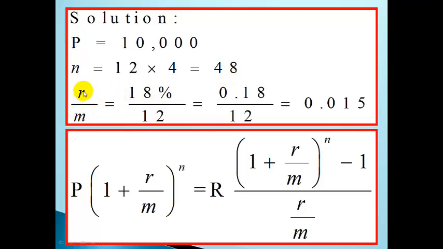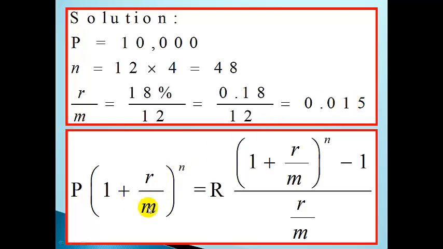R over M. R is the interest rate, that is 18%, and M is the number of months in a year. So 18% is 18 divided by 100, and that is 0.18 divided by 12. Now, when we divide 0.18 by 12, the result is 0.015.